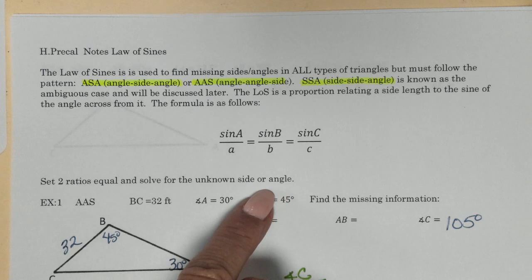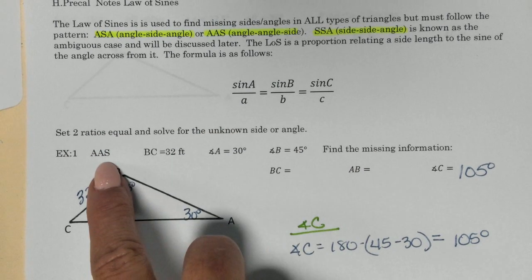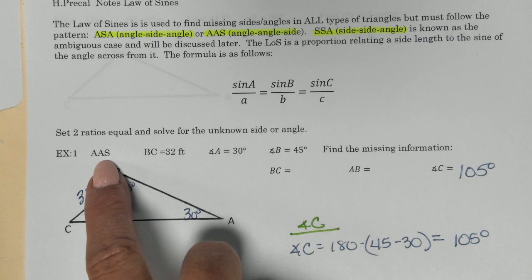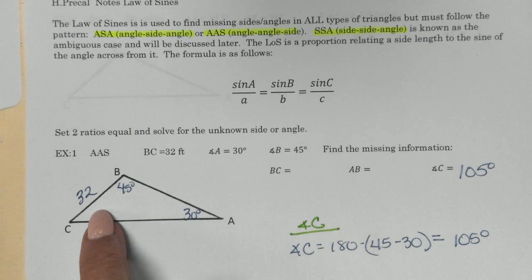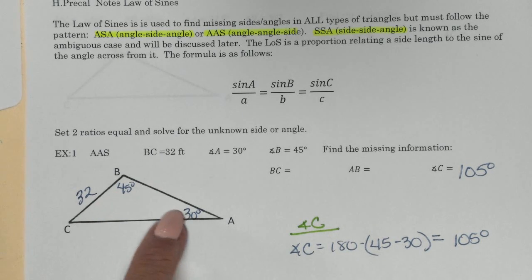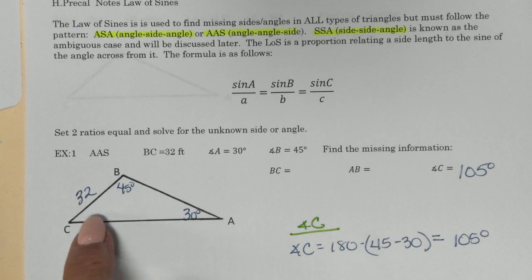To start off, we're going to take a look at this triangle giving us the information in the pattern of angle, angle, side. I went ahead and labeled the information given. We have a side length of 32 feet. Angle A is 30 degrees and angle B is 45 degrees. We're going to find the missing sides and the missing angle.